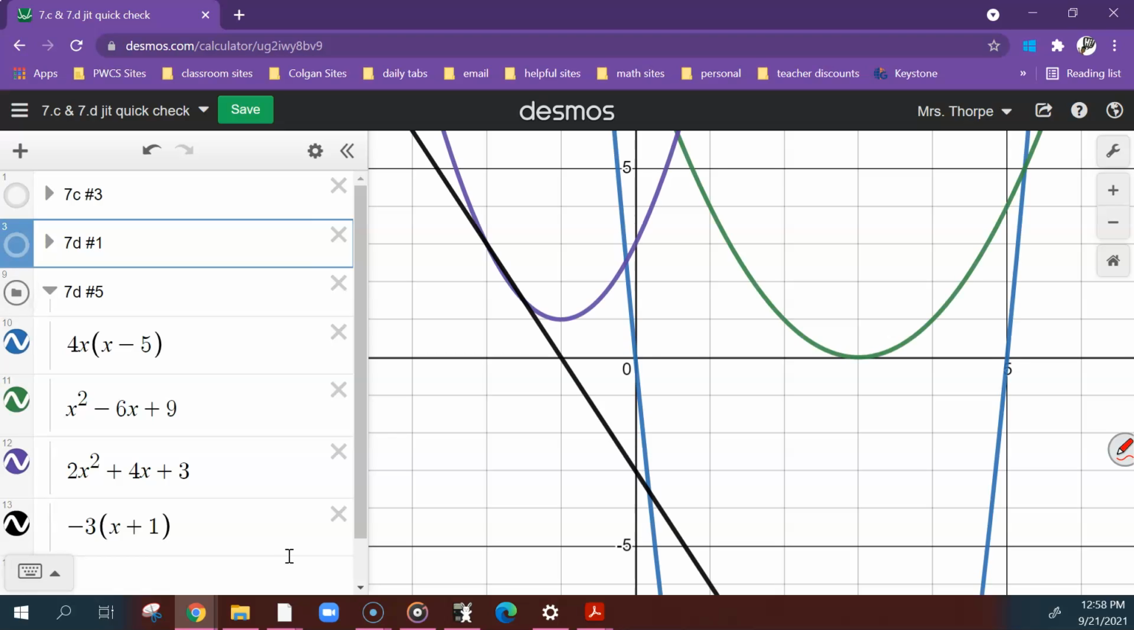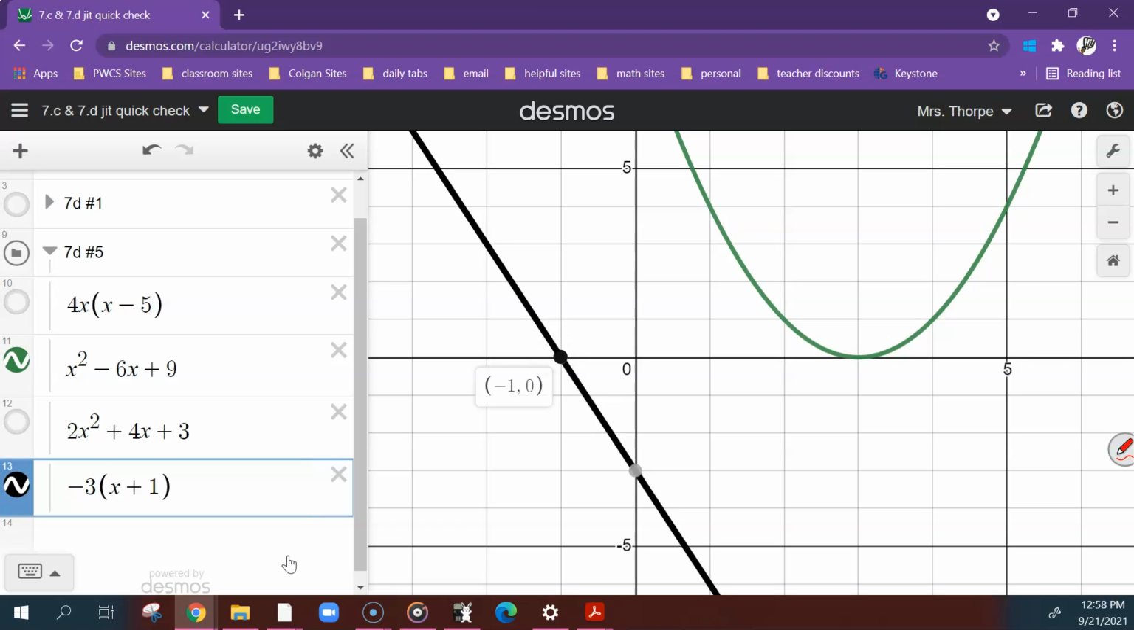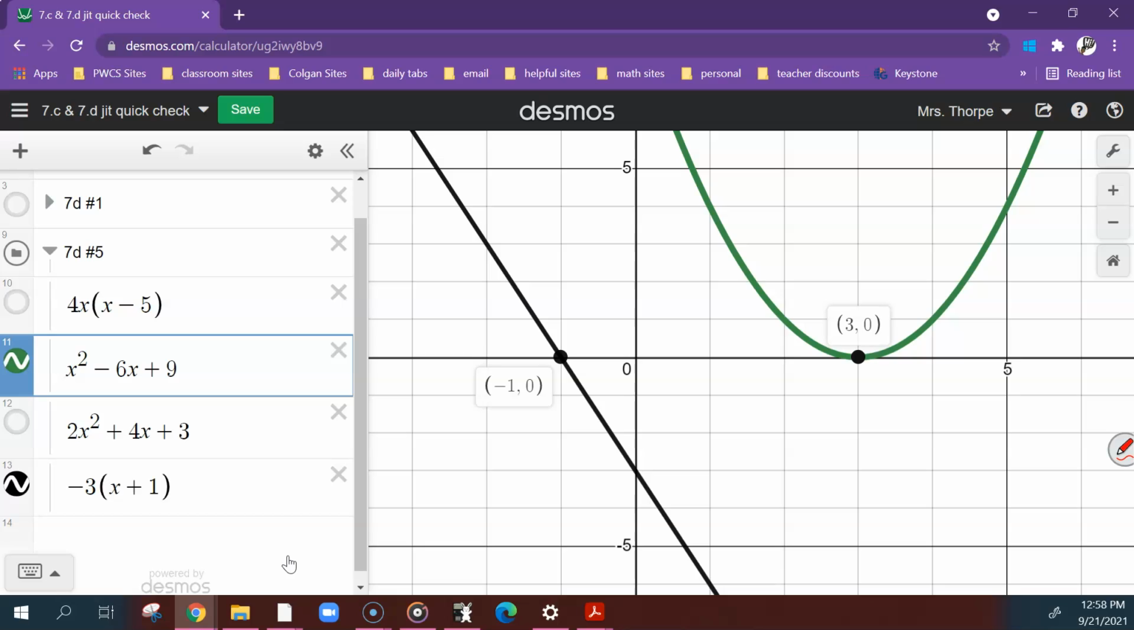So if I graph them all, if I see one that has 2 x-intercepts, I can get rid of that one. So like this blue one has 2, and it asks for which ones have just 1. The purple one doesn't touch it at all, so that would not have any x-intercepts. The black line clearly goes through the x-axis, so that has 1 x-intercept. And the green touches it at 1 place. So they both have exactly 1. So x squared minus 6x plus 9 and negative 3 times x plus 1 were both the answers to that one.